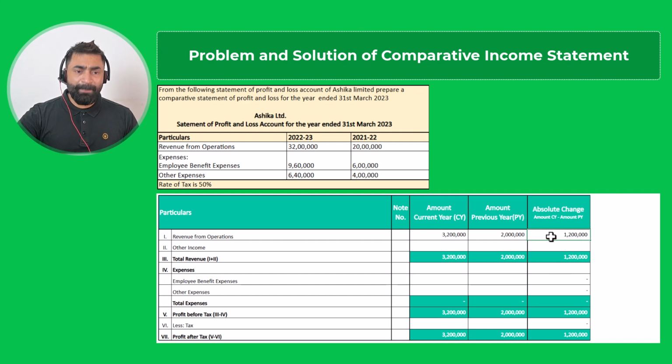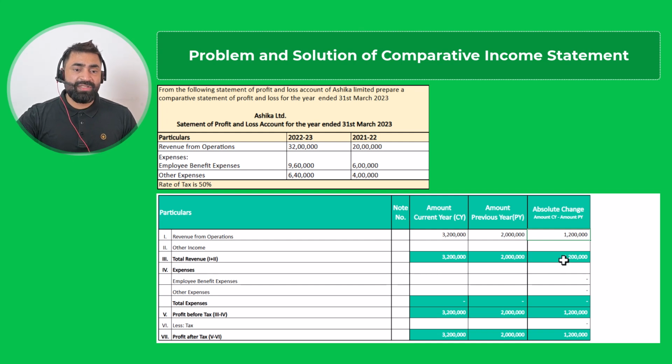Then other income. Is there any other income in this question? Not really, so I'm going to leave this blank. You can really not write this in your solution when you're solving it on paper, because you do not have other income in the question. So of course the total revenue remains the same as revenue from operations, that is 32 lakhs, 20 lakhs, and the difference is 12 lakhs.